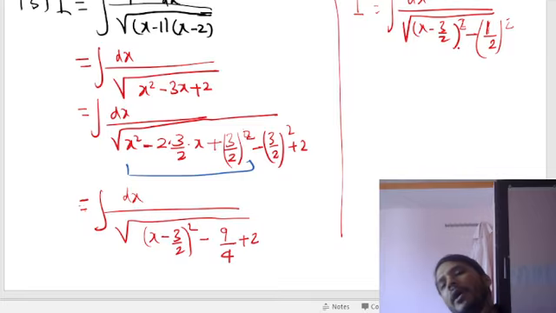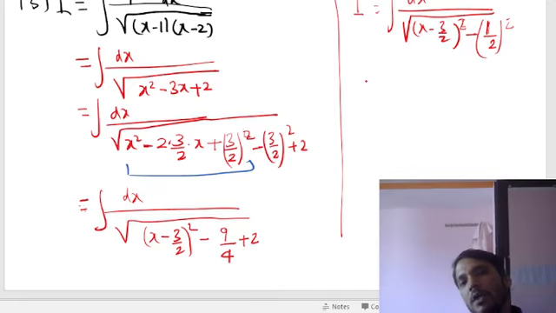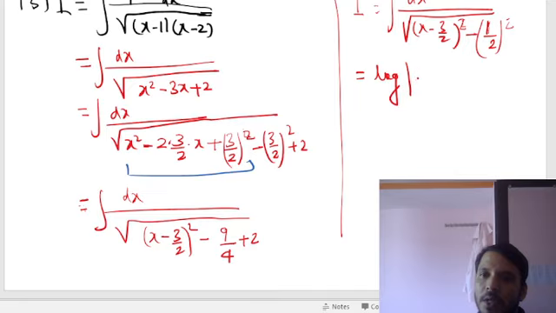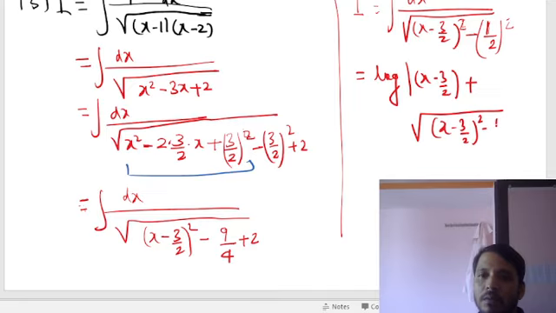It is in the form of 1 upon the square root of x square minus a square, so we can directly apply the formula. What is the formula? The formula is log of x, where x here is x minus 3 by 2, and the mod of this complete thing. So the mod of (x minus 3 by 2) whole square minus (1 by 2) whole square, and then plus c, right?